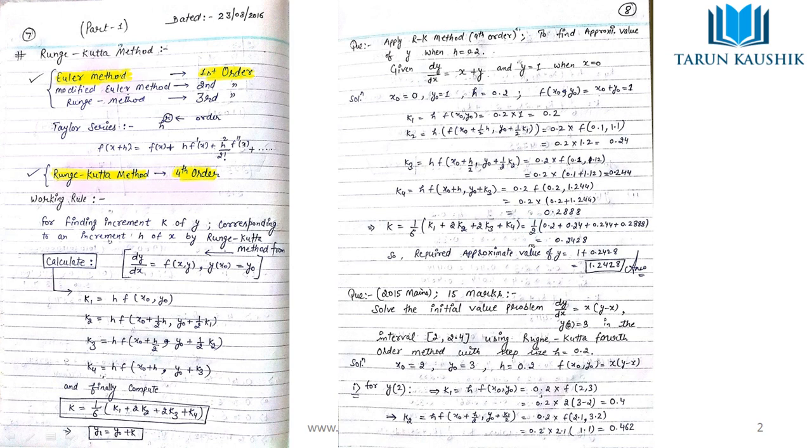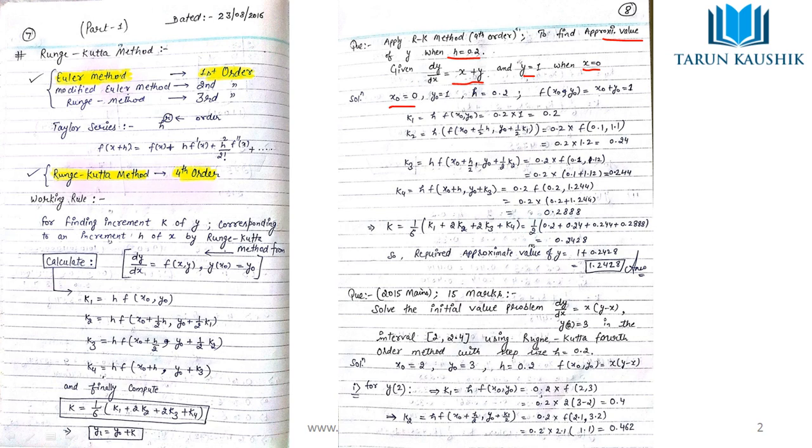The question is: apply the Runge Kutta method of fourth order to find the approximate value of y when h is equal to 0.2, that is, the step size is 0.2, given that dy by dx equals x plus y and y equals 1 when x equals 0, meaning the initial value of x is 0 and the initial value of y is 1.